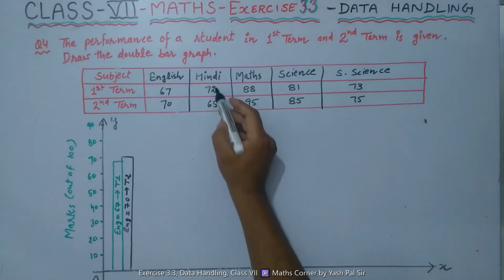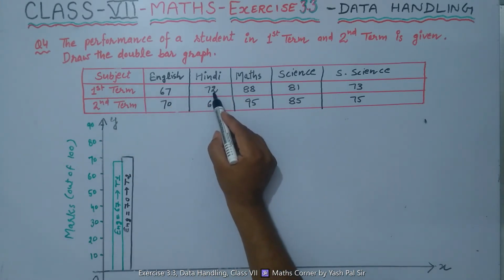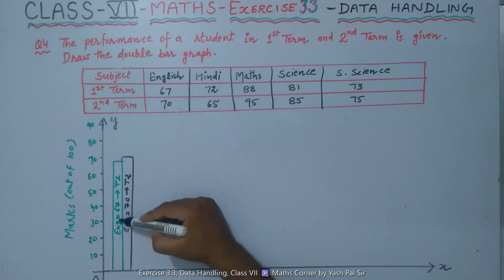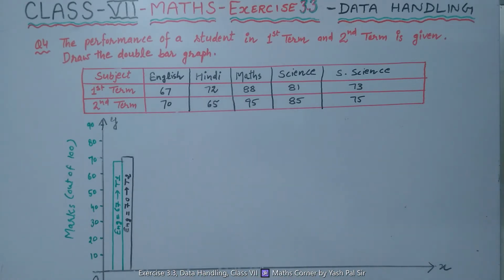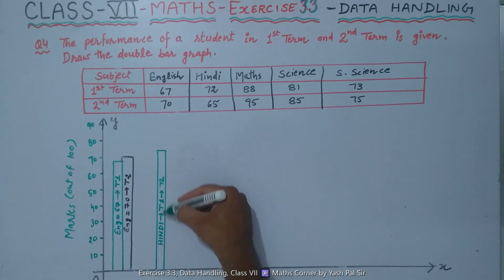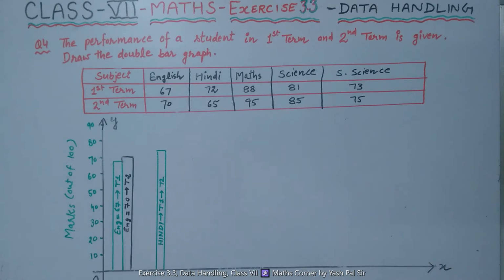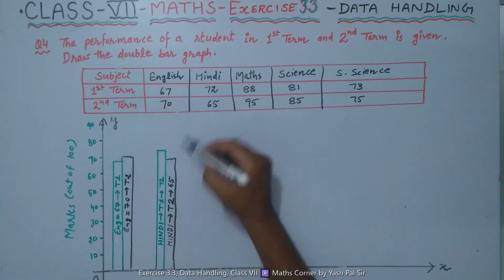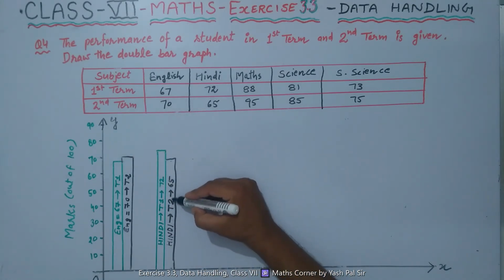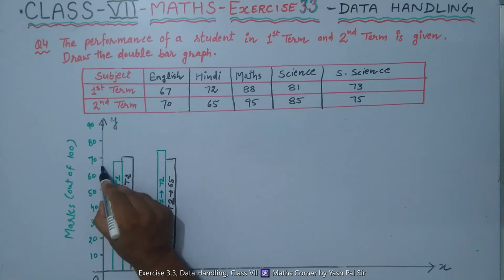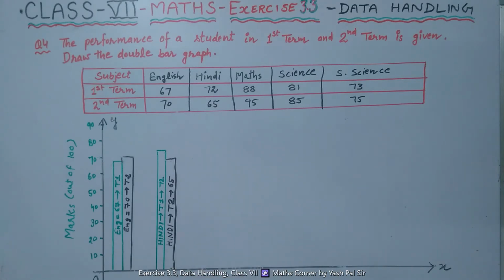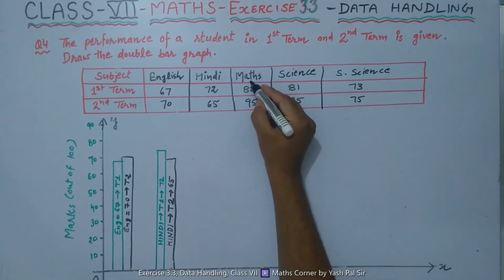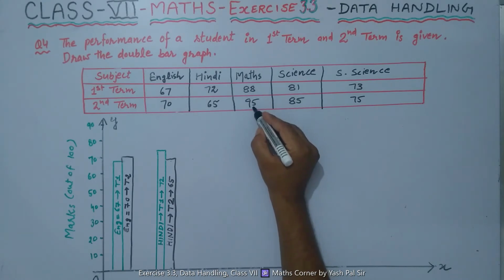Now coming to Hindi part. In Hindi we have in first term 72 marks. So we take the help of this green pen now. So this way, first term 1 Hindi subject 72 marks. Next bar graph Hindi second term, Hindi term 2, 65 marks. Here above 60, below 70. Okay, next is maths, 88 and 95.